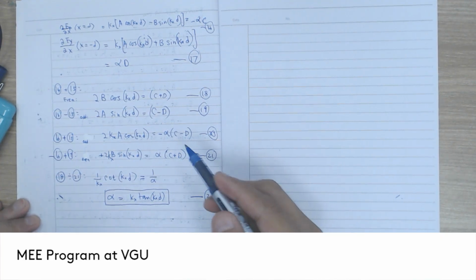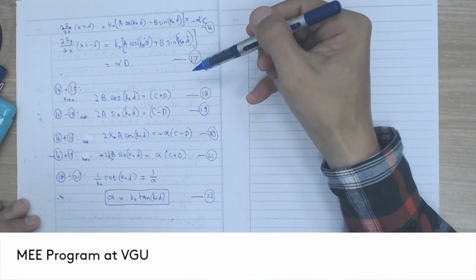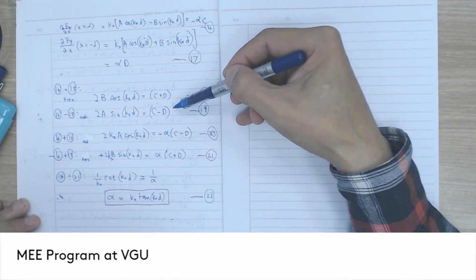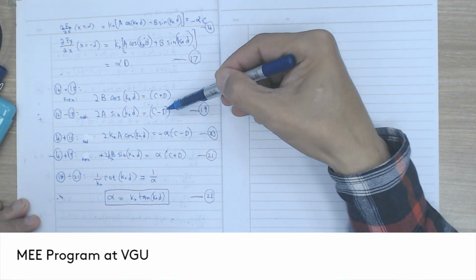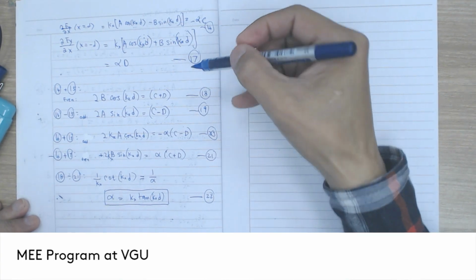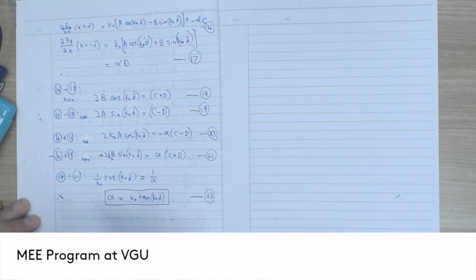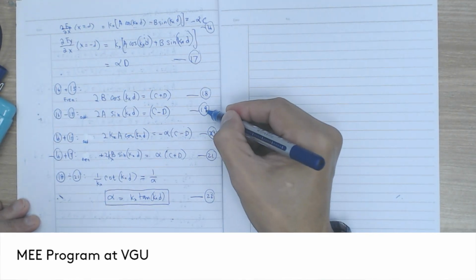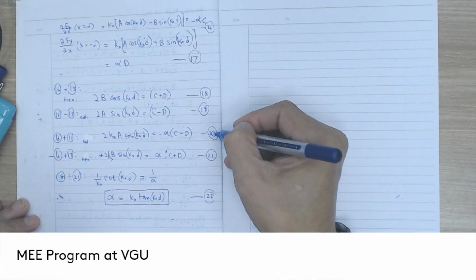Now let's take a look at the other two equations. Again, we combine the odd equation. So 19 divided by 20.